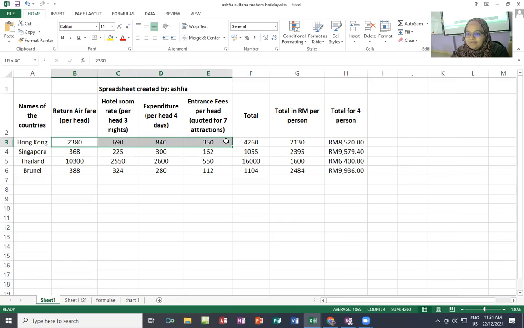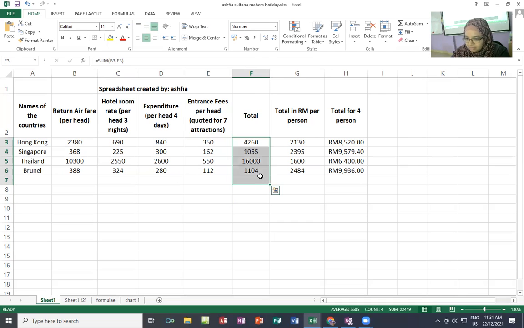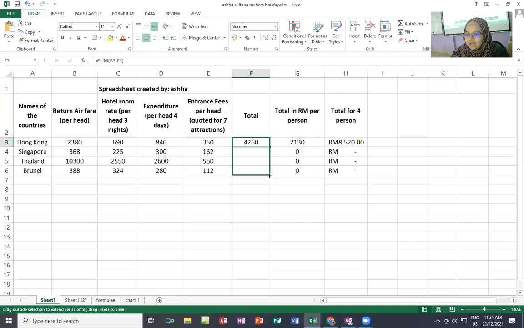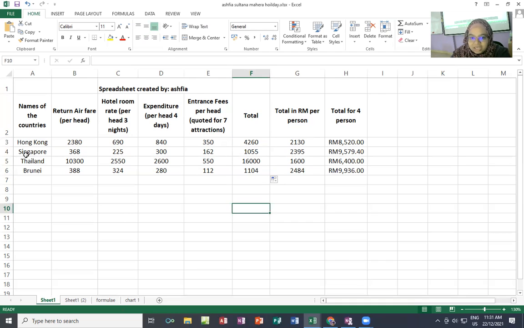So you total up everything here. Total up everything. Sum. Summarize all. Sum. So now you get the total in its own currency. This is the total of everything in its own currency.